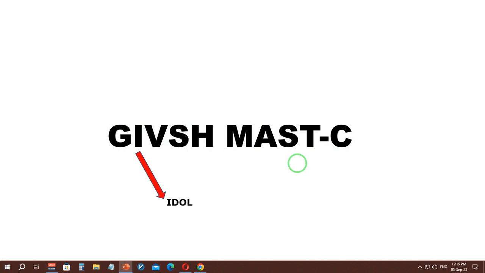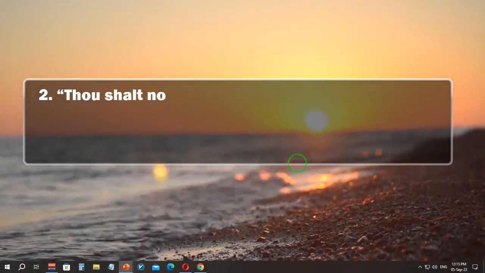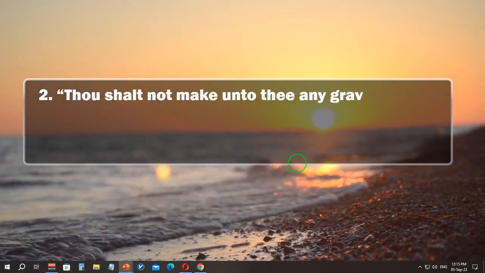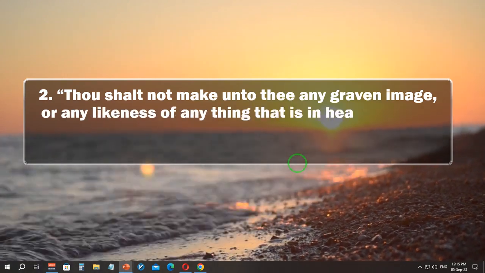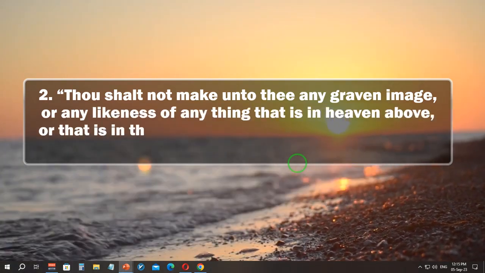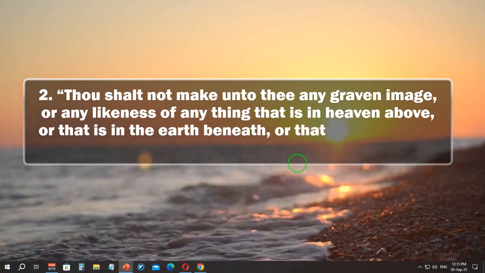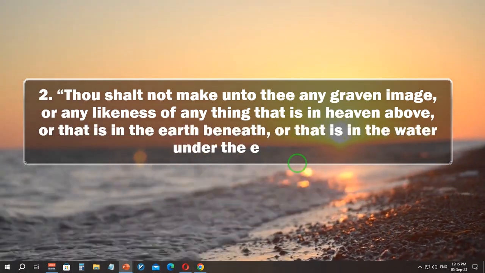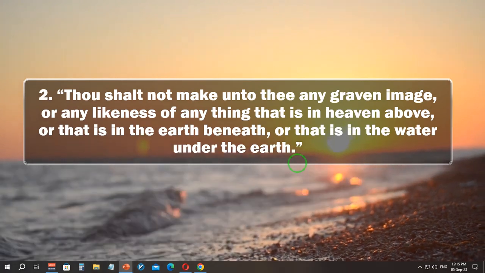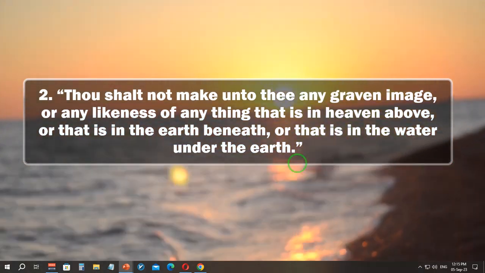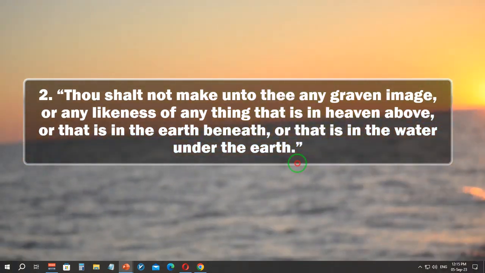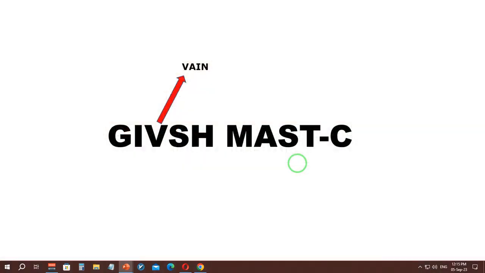Idol. What's the second commandment? Thou shalt not make unto thee any graven image. The graven image is the idol. So thou shalt not make any graven image or any likeness of anything that is in heaven above, or that is in the earth beneath, or that is in the water under the earth. That's the second commandment.